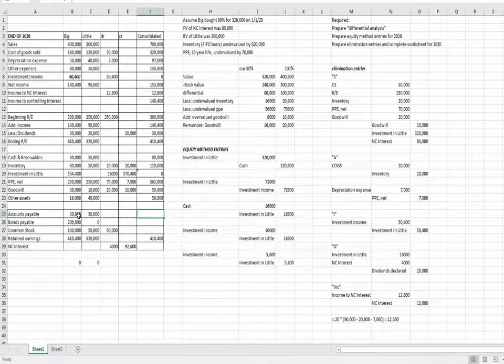Jumping down to the credit side, credit plus credit with no adjustments. Bonds payable, just that one. Common stock, credit plus credit minus debit. Retained earnings is already filled in. And so finally, the non-controlling interest, credit minus debit.